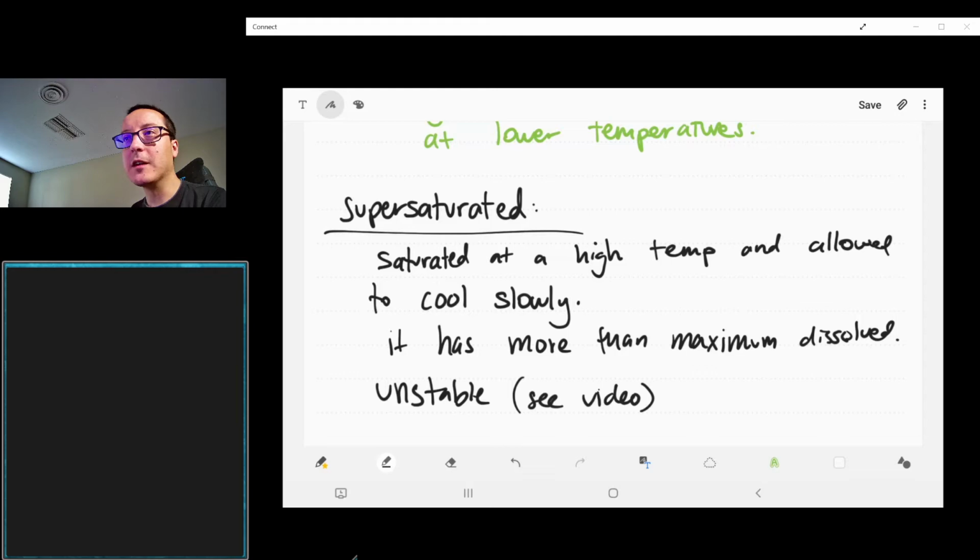So pretty cool stuff. It's a way of keeping that instability to take advantage of later. Plus it's just cool, right? I mean, who doesn't like seeing things crystallize in real time? So that's a supersaturated solution.